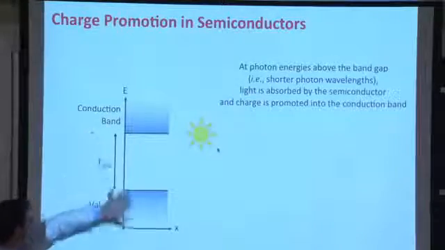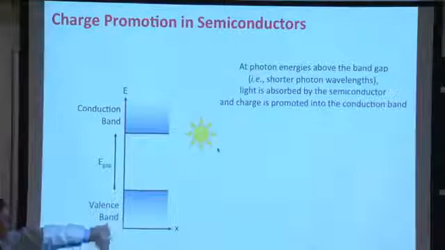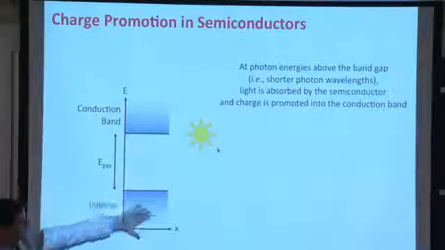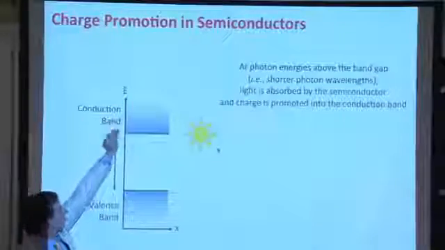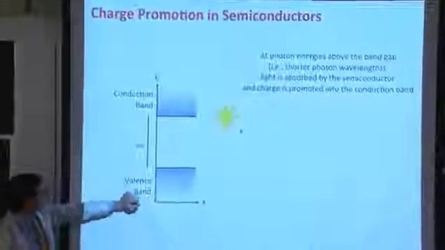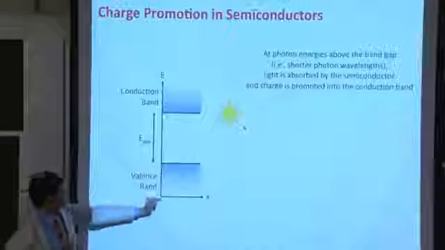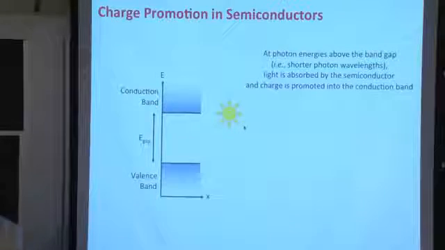So what happens? Well, we have our sun, and here we have our semiconductor crystal. Again, I'm representing it in terms of E versus X. I'm saying that these states here are filled, and these states here are mostly empty, and these are mostly filled, mostly empty. And this is my band gap right here.